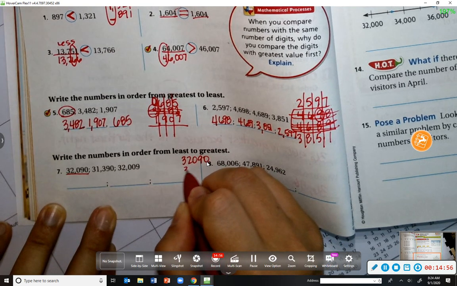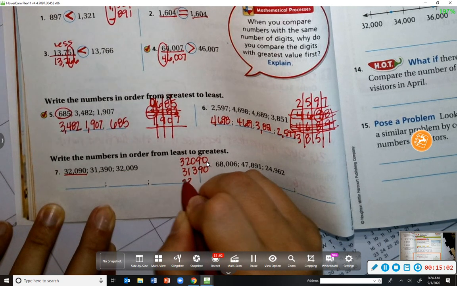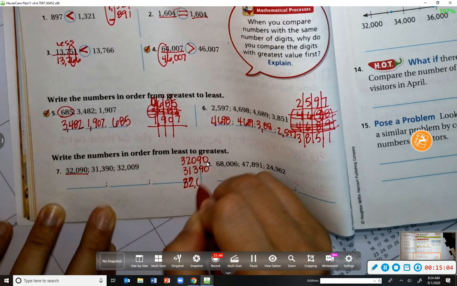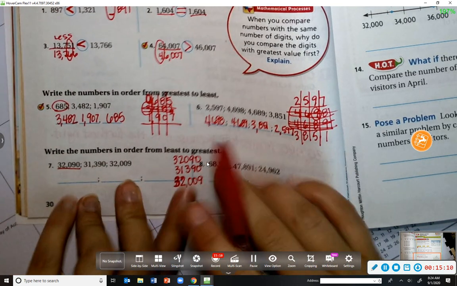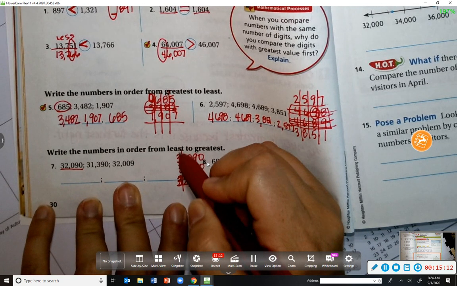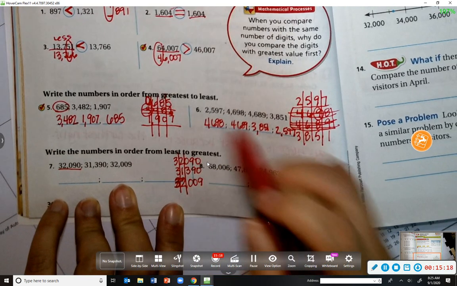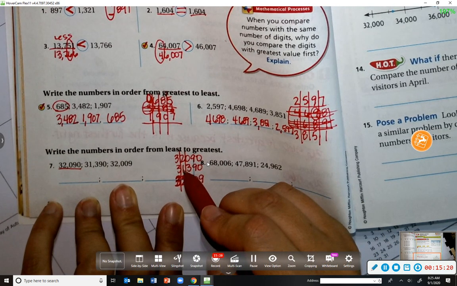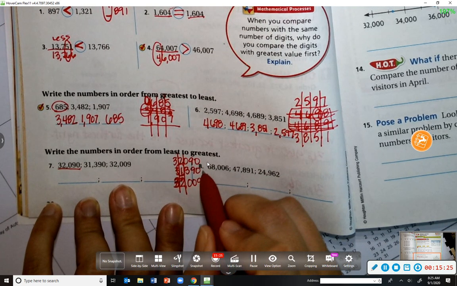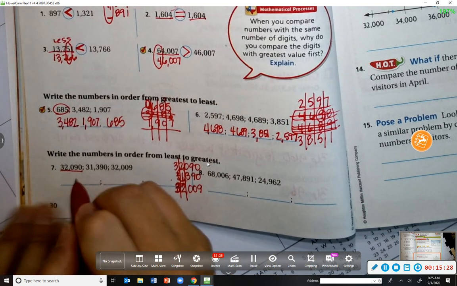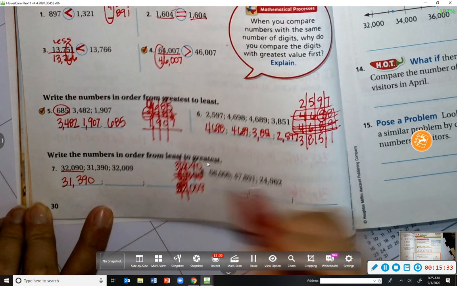31,390, and 32,009. Okay, now I'm going to start at the left. They're all 3s, so I can't tell which one's the least. I need to go on to the next place. I have a 2, a 1, and a 2. Now I can tell which one's the least, the 1. So this number needs to be the first one, 31,390. We mark it off our list and we keep going.